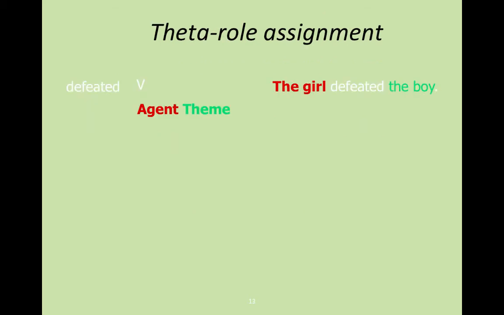The verb defeated is an example of a transitive verb. Being a transitive verb, it requires two arguments, that is, an agent and a theme. It needs someone to do the defeating and someone to be the recipient of being defeated. So in a sentence like, the girl defeated the boy, we see that the verb defeated assigns the theta role of agent to the girl, and now we can click off our requirement to have an agent, and the semantic role of theme or patient to the following NP, the boy. So now we have both theta roles assigned and we have a nice clean sentence.